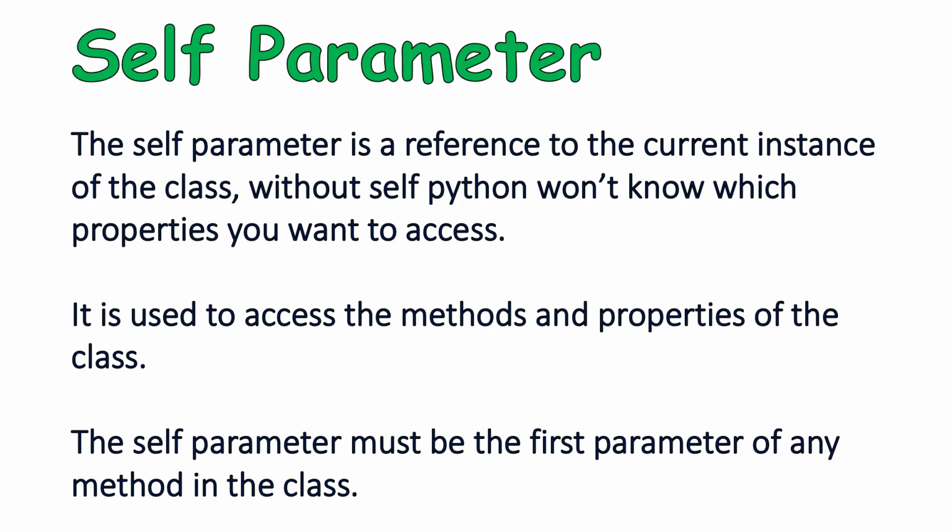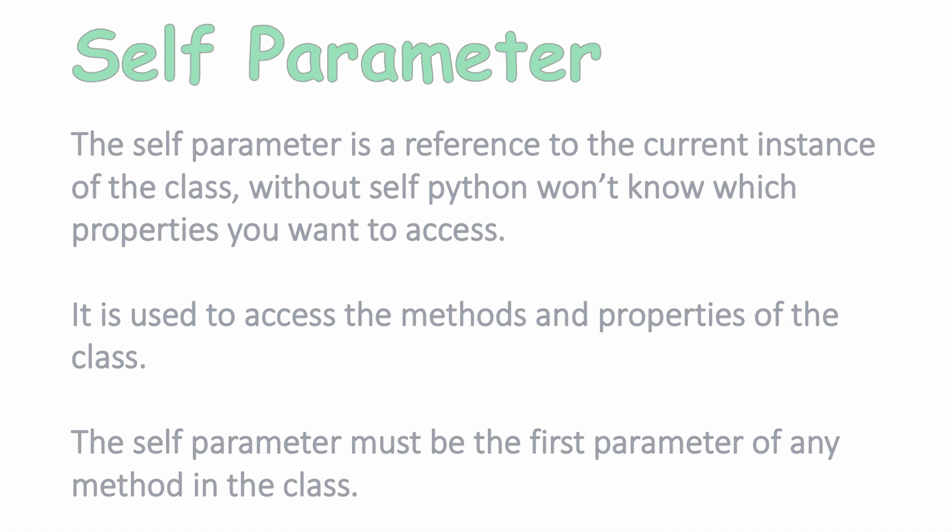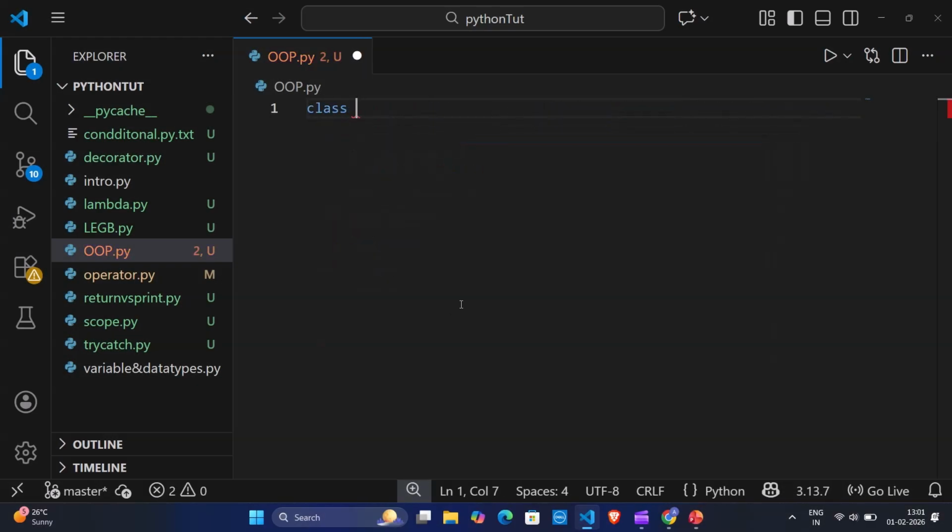The self parameter is a reference to the current instance of the class. Without self, Python won't know which properties you want to access. It is used to access the methods and properties of the class. The self parameter must be the first parameter of any method in the class. Let's understand with some coding demonstration.